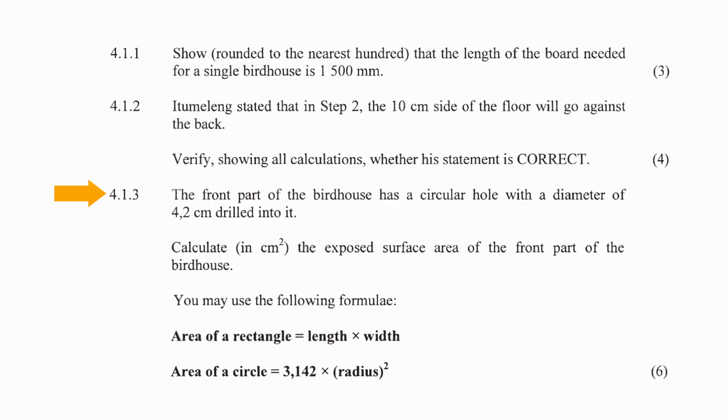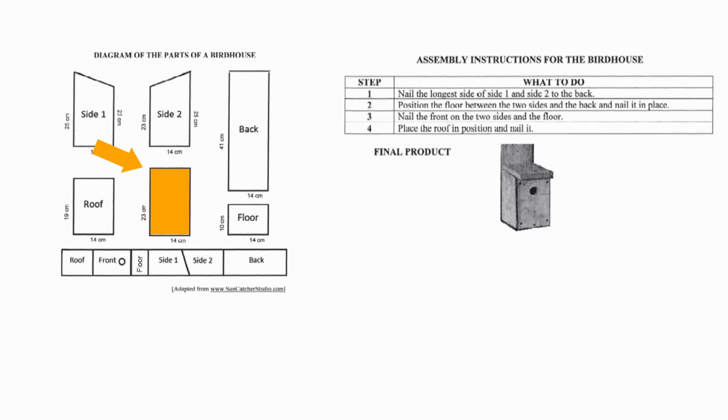In question 413, it is stated that the front part of the birdhouse has a circular hole with a diameter of 4,2 centimeters drilled into it. You are instructed to calculate in centimeters squared the exposed surface area of the front part of the bird box. You may use the following formulae. The area of a rectangle equals the length times the width, and the area of a circle equals 3,142 multiplied by the radius squared. The first step here is to calculate the area of the front of the box before the hole is cut out.